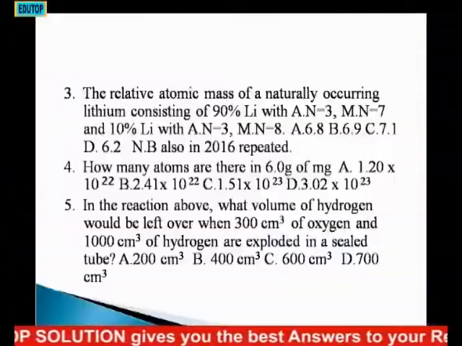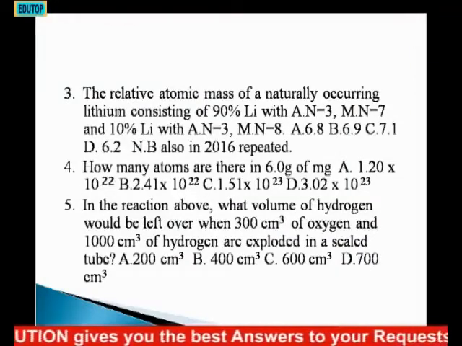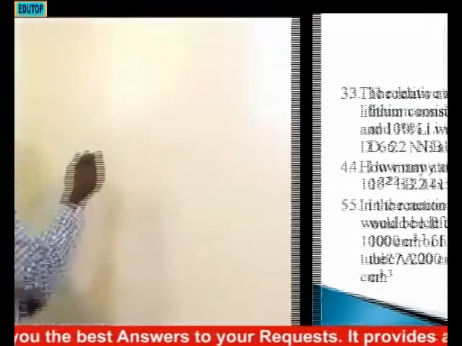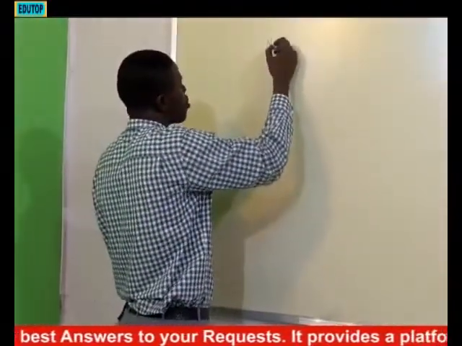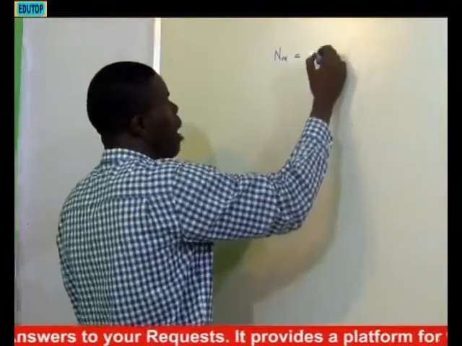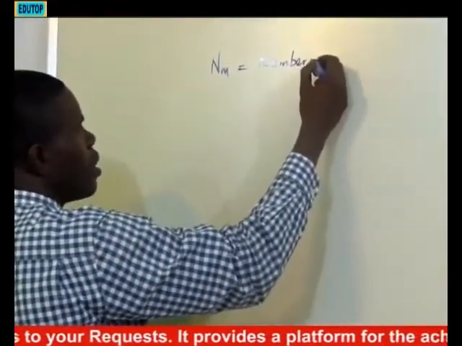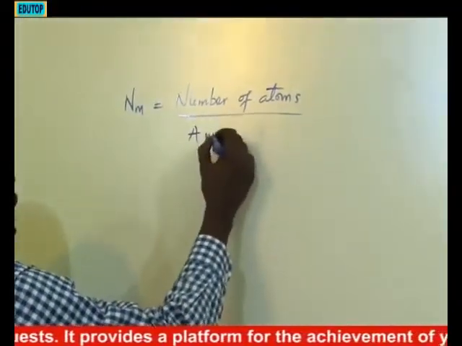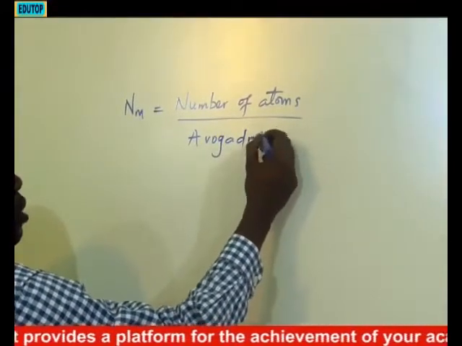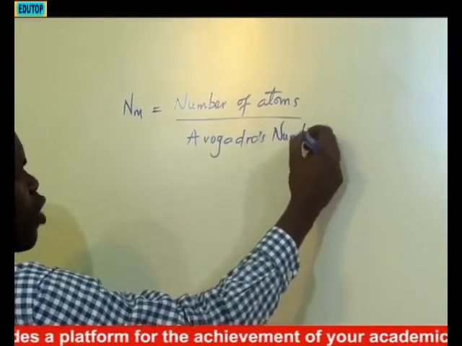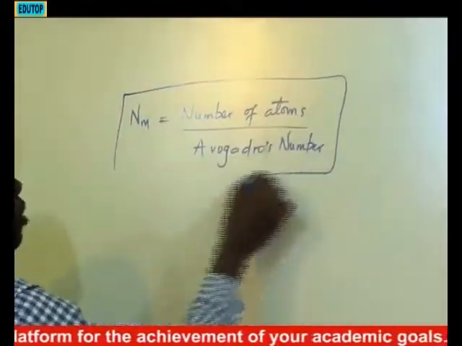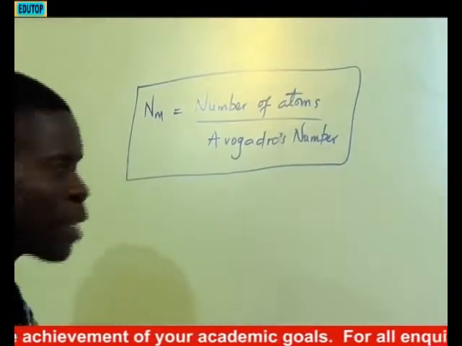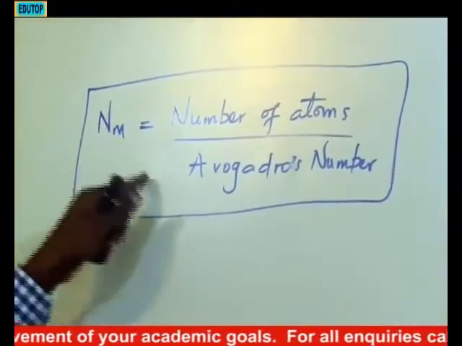Now, the next question, question number 4. How many atoms are there in 6.0 gram of magnesium? In this situation, the question is asking for how many atoms. Now you know that number of moles is equal to number of atoms over Avogadro's number. Remember, this is the one you have to apply here, because at this point you have got to be very smart and fast, because you have less than 1 minute to answer a particular question. So go directly to a suitable formula that will solve your problem.